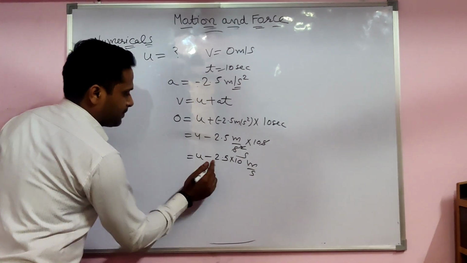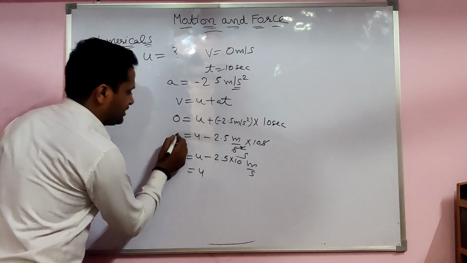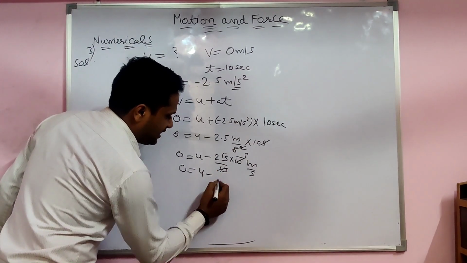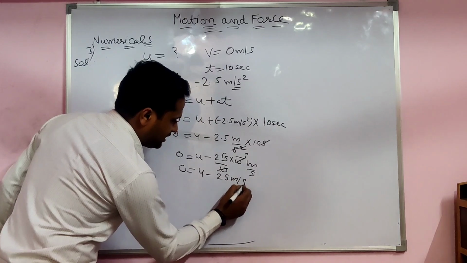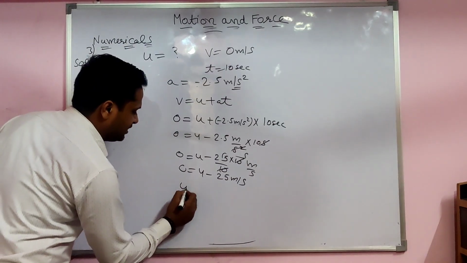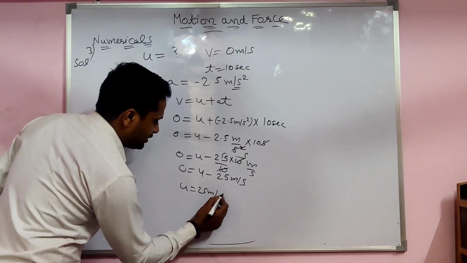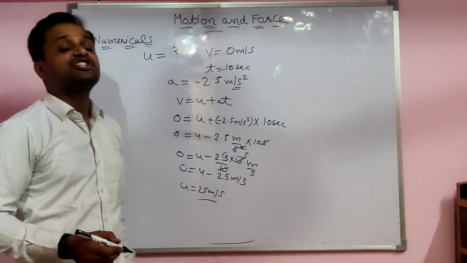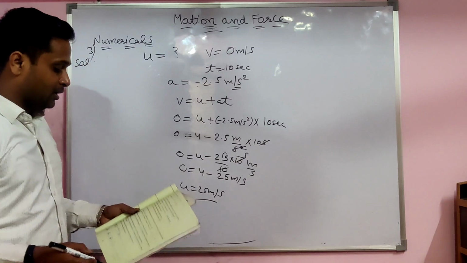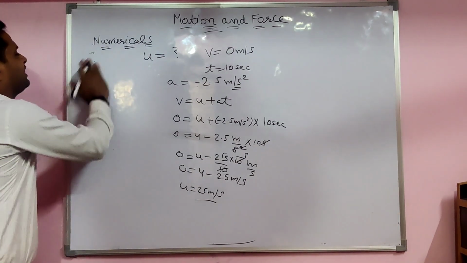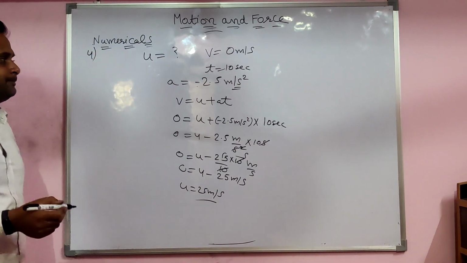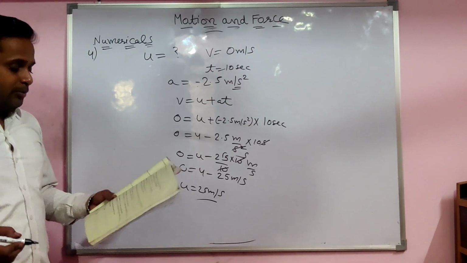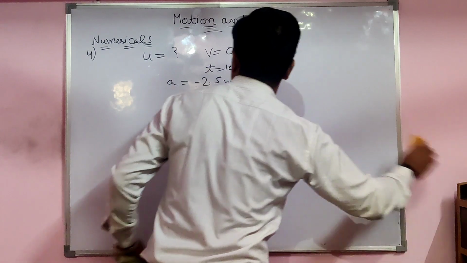This one goes behind. Here v is 0. 10 times 2.5 is 25 meter per second. This one comes to that side, so u comes 25 meter per second. This one negative, this side positive. 25 meter per second is the initial velocity. This is the fourth numerical, student. I think you understand. Now come to the fifth numerical. Very easy, that one.